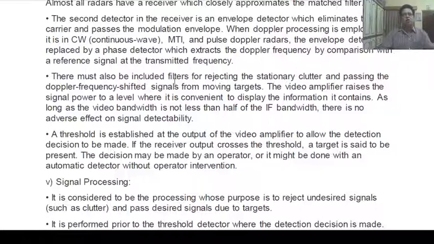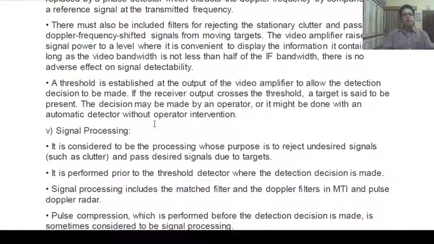There must also be included filters for rejecting the stationary clutter and passing the Doppler frequency shifted signals from moving targets. The video amplifier raises the signal power to a level where it is convenient to display the information it contains, as long as the video bandwidth is not less than half of the IF bandwidth. There is no adverse effect on signal detectability.